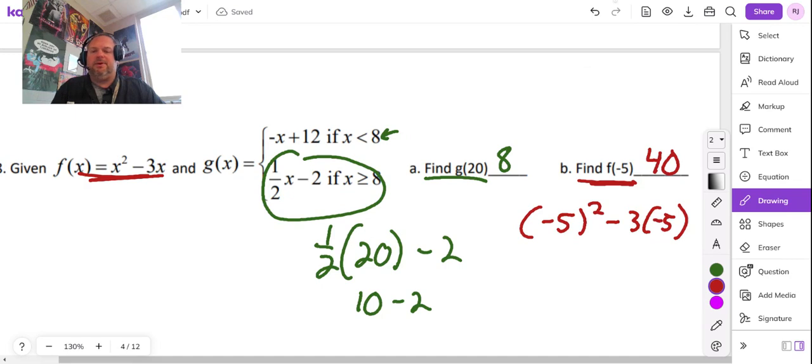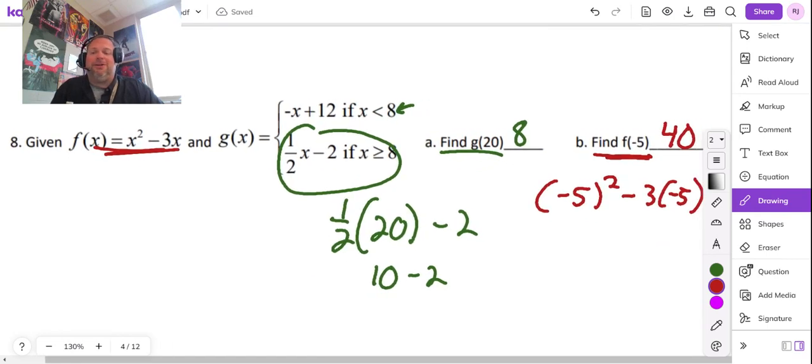And I think on number 8, I said plug in where it goes. Because in my head, that's what I literally do, I plug it in where it goes.